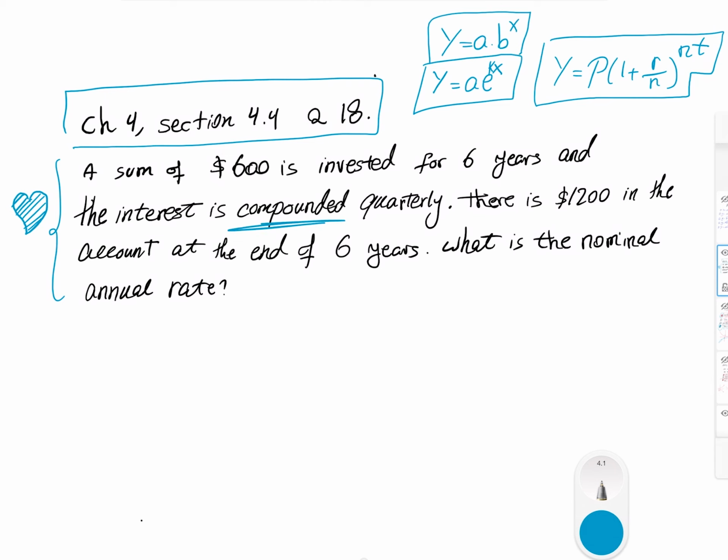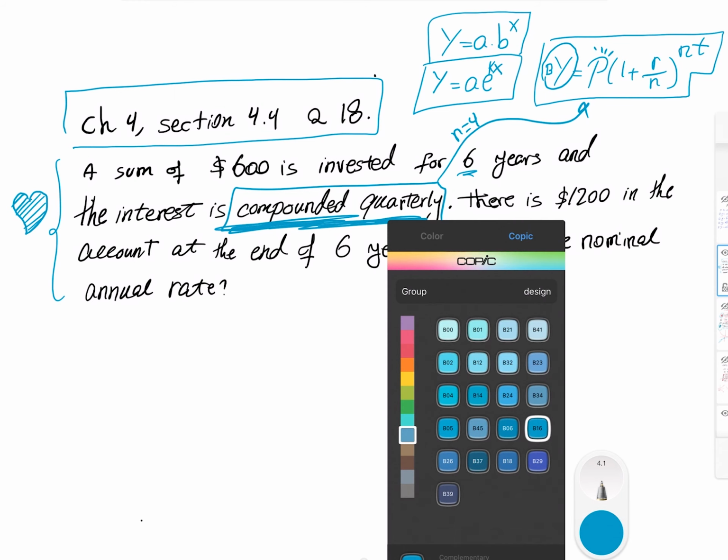The keyword "compounded quarterly" means we are dealing with n equal to 4 for this question. So we are using that formula. This P is the initial value, and this y, or B, whatever you want to call it, is the value after a few years. In this case, after 6 years. So we're going to use that formula.